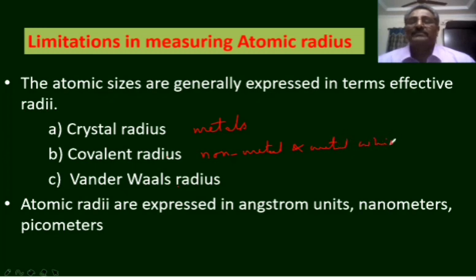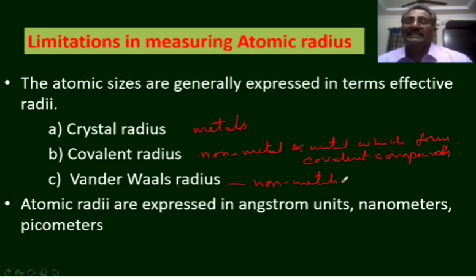that is, less electropositive metals. And van der Waals radius is usually used for measuring the radii of non-metals which form only covalent compounds. For inert gases also, the van der Waals radii are used for measuring the radius. Atomic radii are expressed in terms of angstrom units, nanometers and picometers.